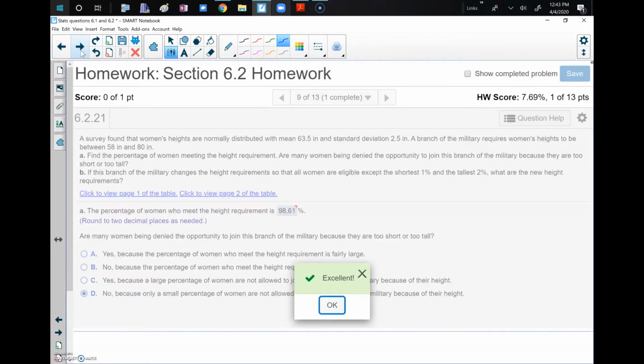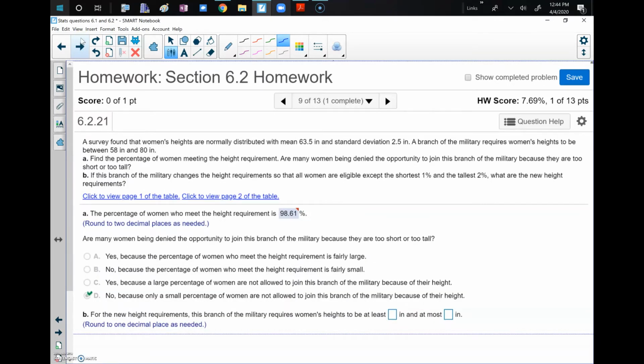So in this instance, we would say no, it is not too short or too tall because it's only a very, very small percentage. It's just barely over 1% of people that would be denied. So that means we're, for the most part, including almost everybody. So answer choice D would be the correct one there.